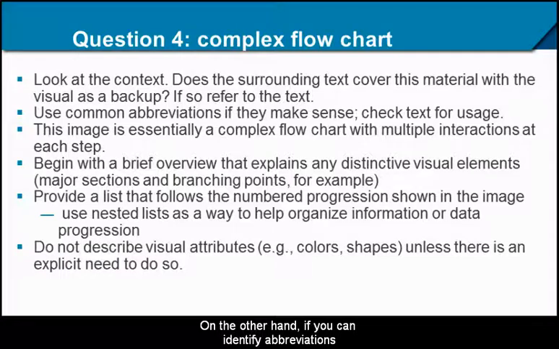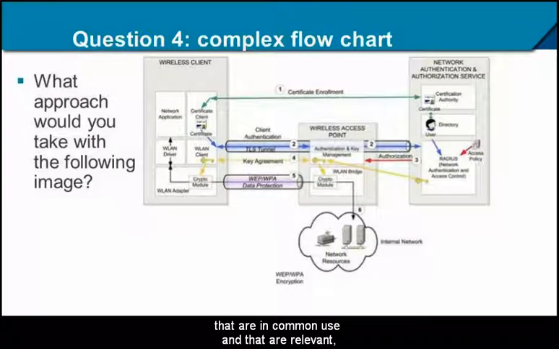On the other hand, if you can identify abbreviations that are in common use and that are relevant, so for example here, it turns out that Network Authentication and Authorization Service is often called NAS, N-A-A-S, and Wireless Access Point is often called WAP. So you can save a whole lot of syllables using those abbreviations, and you're still helping your reader to stay current in their industry or in the field that they're trying to learn, because you're not feeding them abbreviations that are not in use elsewhere.